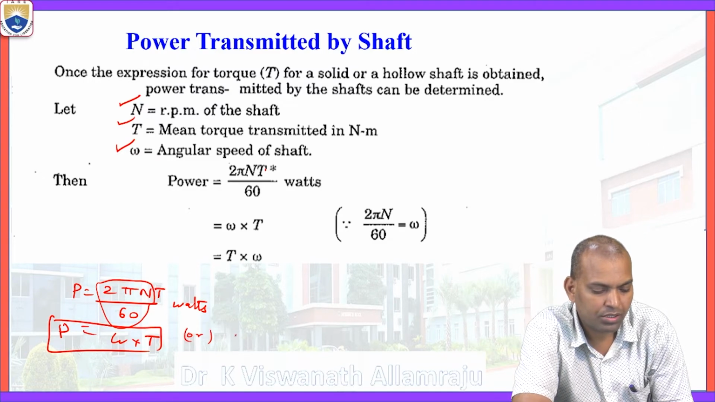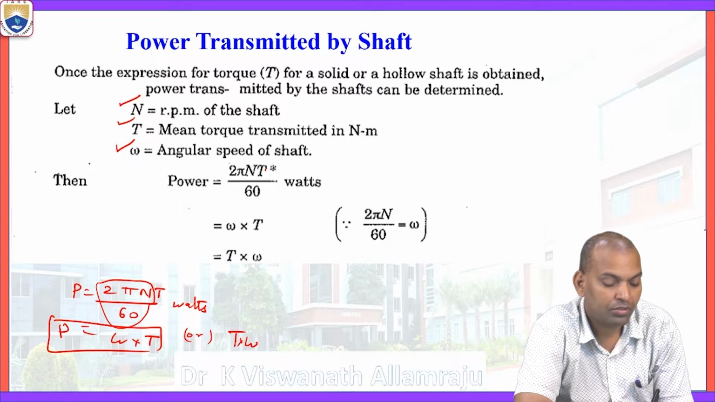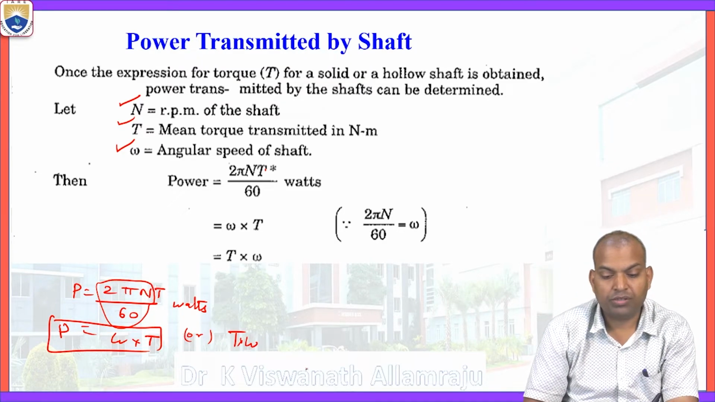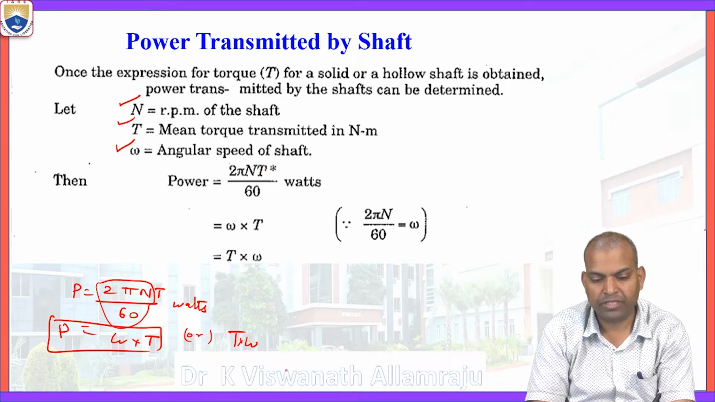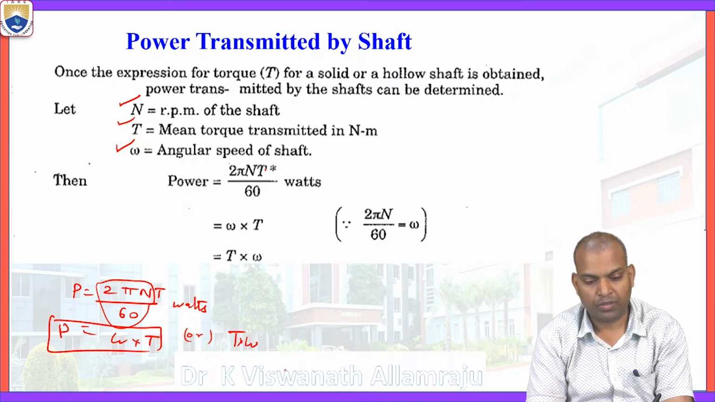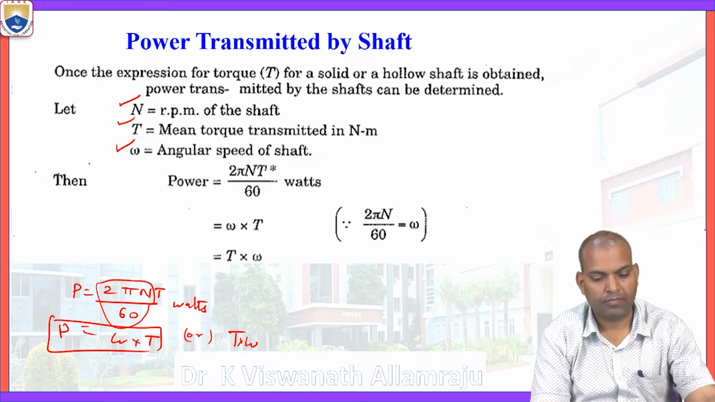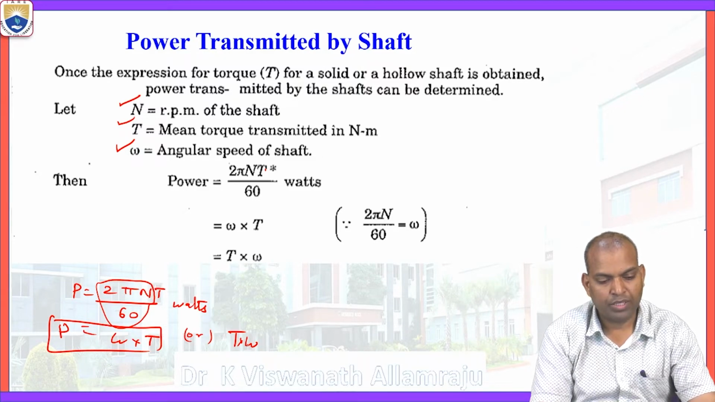Power P equals T times omega, where this T is the mean torque transmitted. It depends upon how we calculate the mean torque while solving the problems. Okay, the mean torque transmitted.